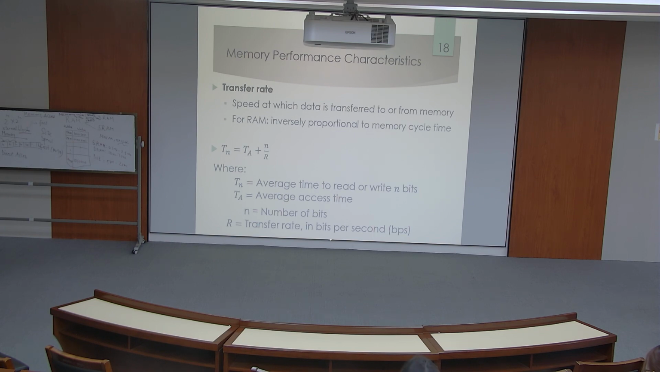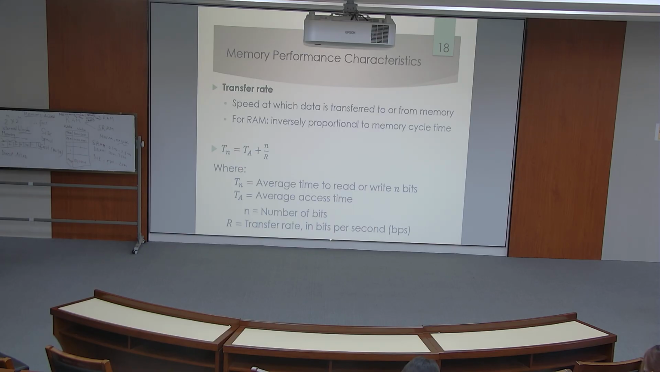Now we have Tn equals Ta plus N divided by R. Well, Tn is the average time to read or write n-bit data.